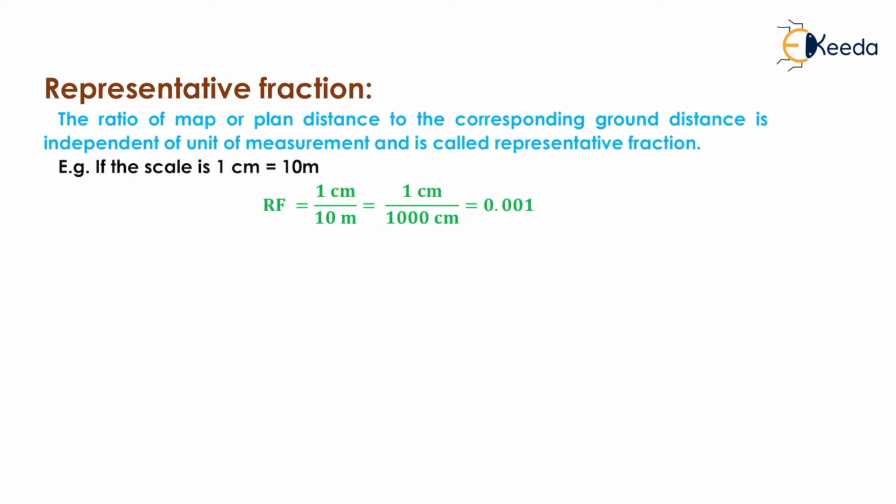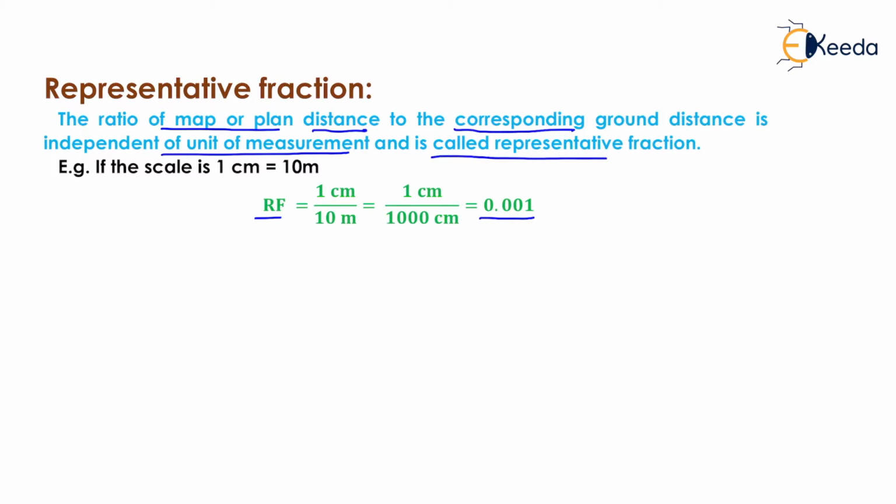Now the representative fraction. What do you mean by representative fraction? You all had used this concept in engineering drawing. So it is the ratio of map or plan distance to the corresponding ground distance and is independent of unit of measurement and is called the representative fraction. It means that when we divide the map or plan distance by the ground distance, and if the units are same in the numerator and denominator, then we will get a representative fraction, that is RF.